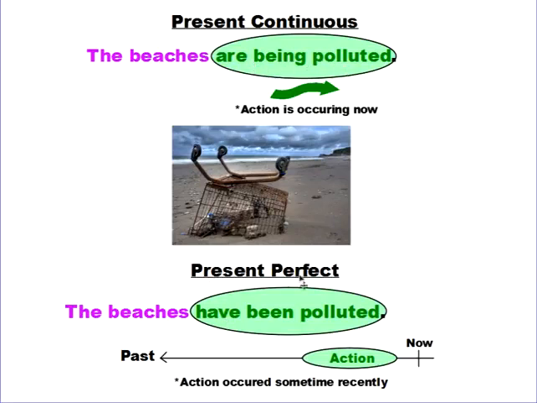Now if I use the present perfect, it's a little bit different. The same idea, but a little bit different. So I say the beaches have been polluted. And what that means is that it's an action that occurred sometime recently, right? Maybe it's still happening, but the idea is that it happened and the beaches now are already polluted. So that happened at some point in time in the past. I don't know when, it's just generally sometime it happened. So the beaches have been polluted, right? So present perfect is for something that already happened, and the present continuous is for something that's happening now. Good.